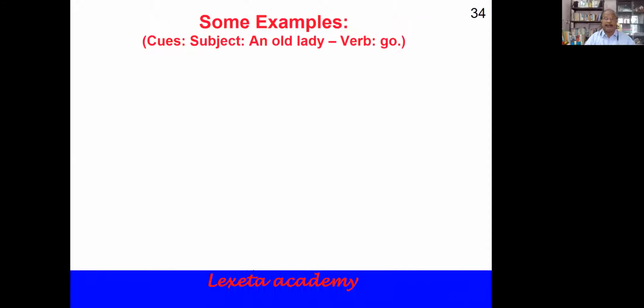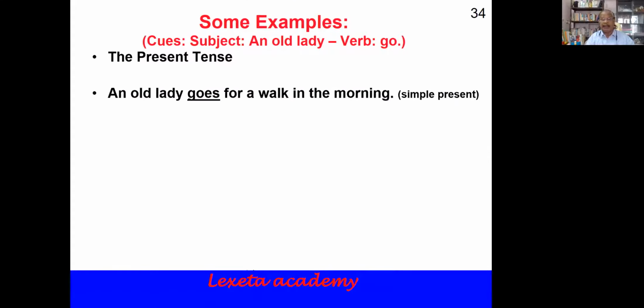So next, some examples. The cues: subject, an old lady; verb, go. I'm giving the subject, an old lady, and the verb go. How to use these cues to make the 12 functions of the verb go. The present tense: an old lady, singular, goes. An old lady goes for a walk in the morning. Simple present tense. An old lady, singular, goes.